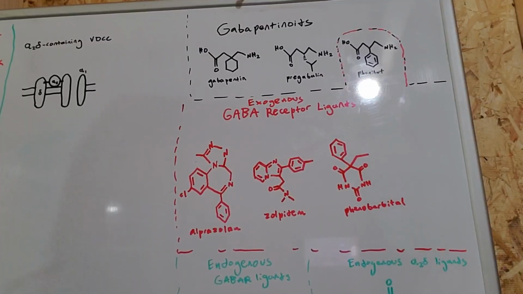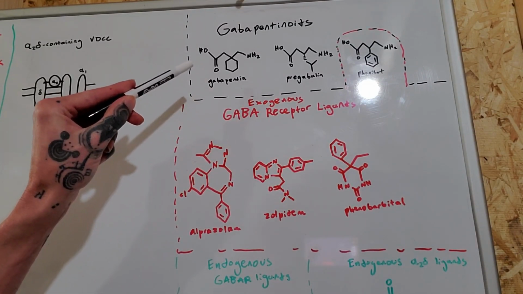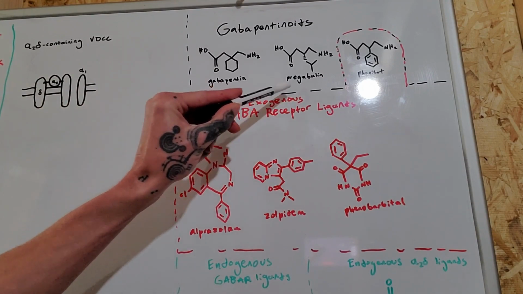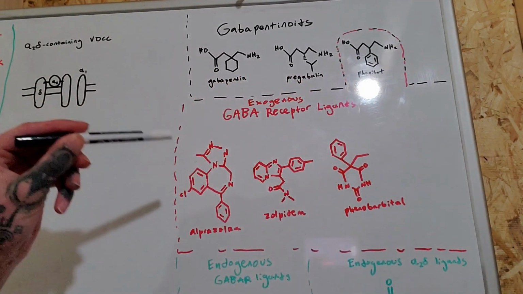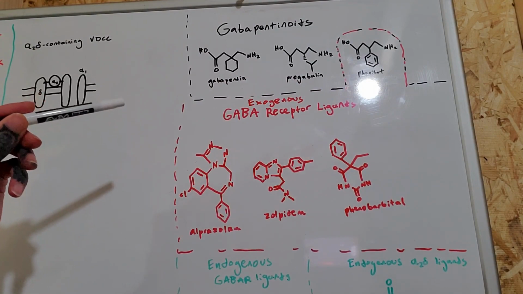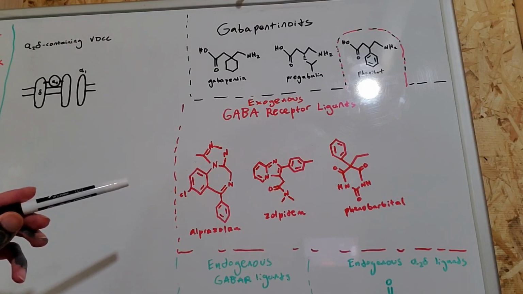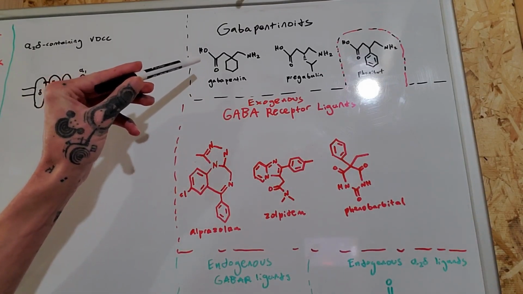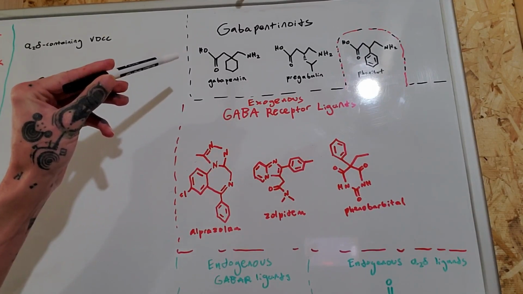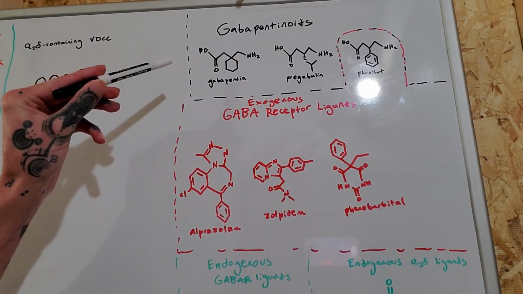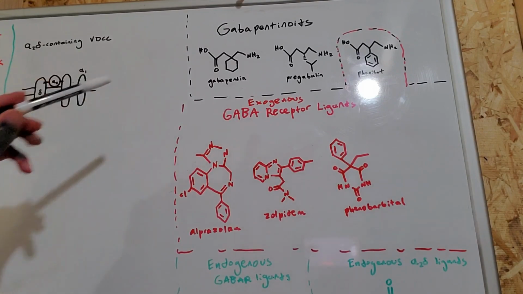All right, so first things first, I'd like to address the molecular differences between gabapentinoids and GABA receptor ligands. So here I have the three prototypical gabapentinoids. We have gabapentin, pregabalin, and phenibut. Now, the reason that they were named gabapentinoids is not because they have any activity at the GABA receptors, but because of their visual similarity to the endogenous amino acid GABA, or gamma aminobutyric acid.